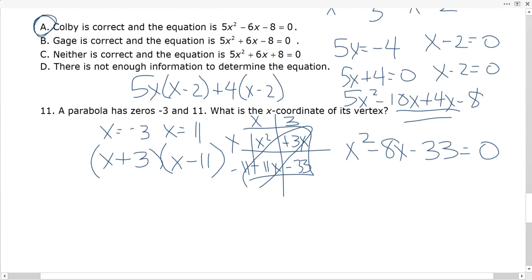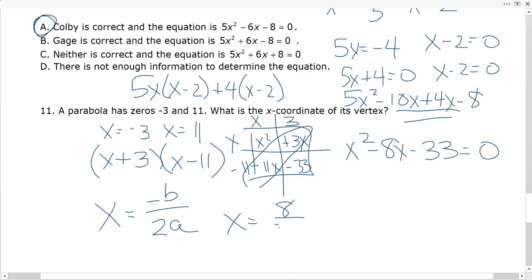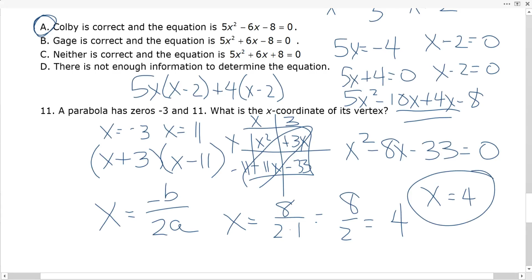So I have that, and then I'm going to use my equation for the line of symmetry. The line of symmetry is negative b over 2a. I'm going to use that formula for that x because that is my x value of my vertex. So b is already negative, so x equals negative negative 8, which is just 8, and it's going to go over 2 times 1. So I have 8 over 2, which is 4. So x equals 4 is my x-coordinate of my vertex.